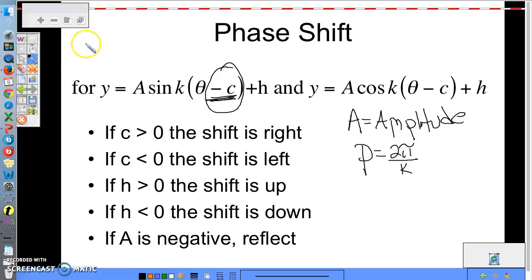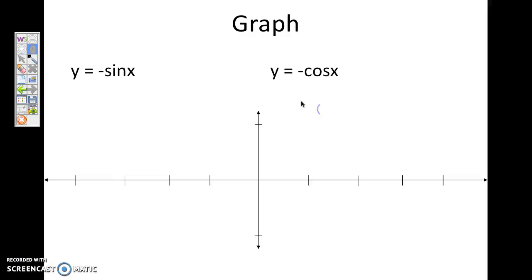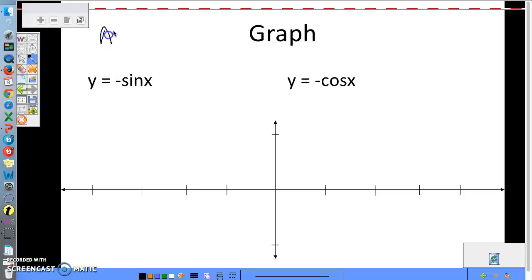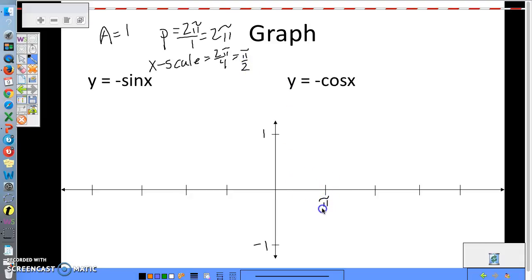All right. So let's see here. The first one that we're going to look at is what happens with this negative here. Well, our amplitude is 1, so we can do 1 and negative 1. And our period, 2 pi divided by 1, which is 2 pi. Our x scale, well, 2 pi divided by 4, which is pi over 2. So 1 pi over 2, 2 pi over 2 are pi, 3 pi over 2, and 2 pi.